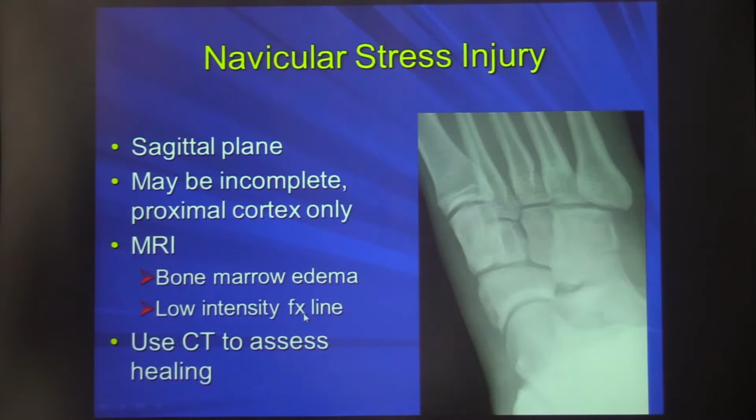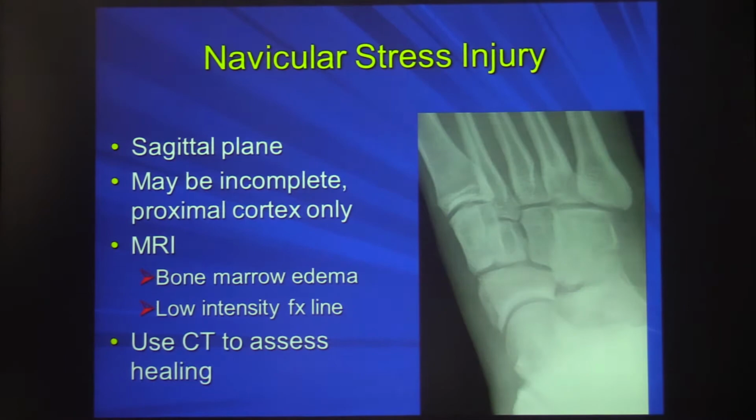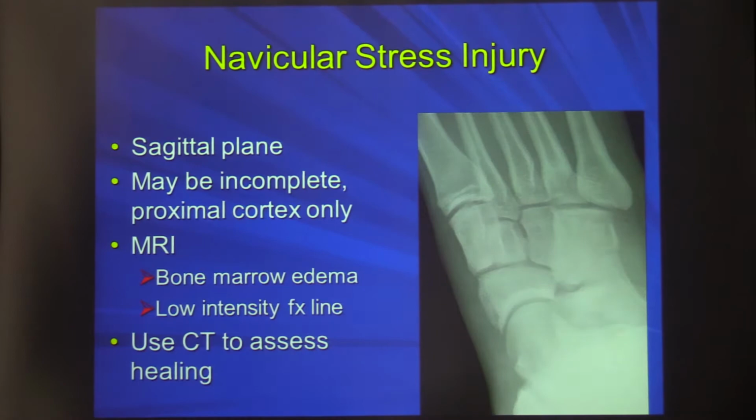Now, one of the most difficult fractures from a management standpoint and from a diagnosis standpoint at the foot in athletes is the navicular stress injury. These fractures occur in the sagittal plane relative to the foot, and they may be incomplete, involving the proximal cortex only. So we do MR fairly early to look for bone marrow edema and to look for a low signal intensity fracture line, but again, CT is important for healing.